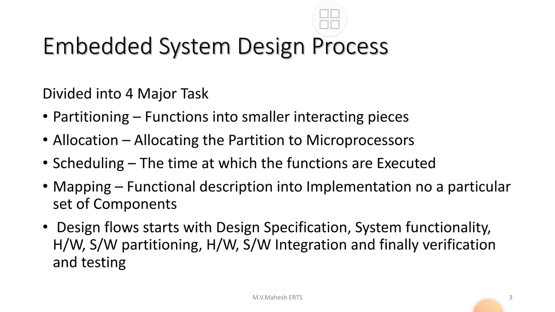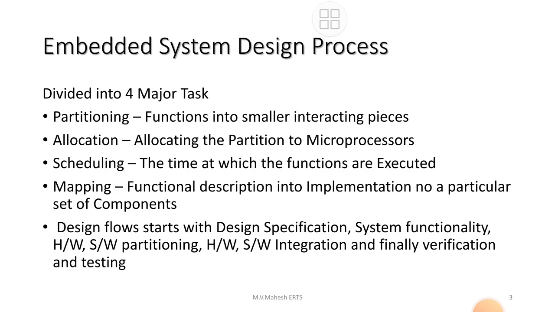One is called partitioning, another is called allocation, third is scheduling, then mapping. So on dividing into four major tasks, we'll start the design flow with the design specification, functionality, and hardware software partitioning and system integration. Finally, we'll verify and test.